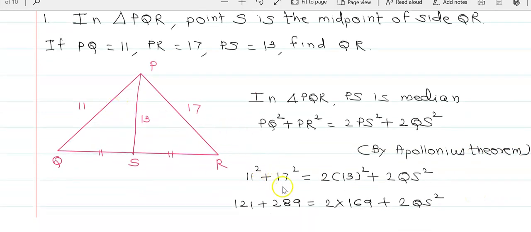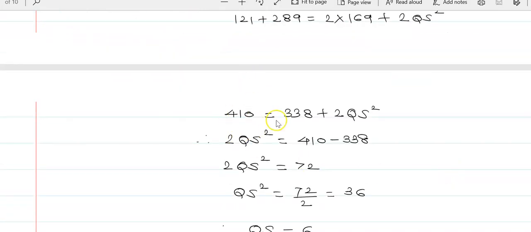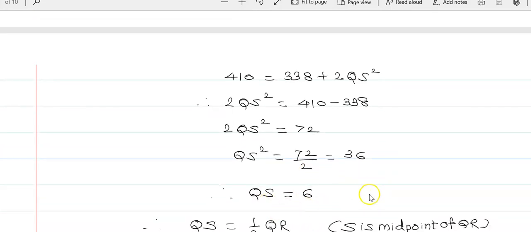That is 11 square plus 17 square is equal to 2 times 13 square plus 2 times QS square. That is 121 plus 289 is equal to 2 into 169 plus 2 into QS square. And 410 is equal to 338 plus 2 times QS square. Therefore 2 times QS square is equal to 410 minus 338, which is 72. Therefore QS square is equal to 72 upon 2, that is 36. Therefore QS is equal to 6.